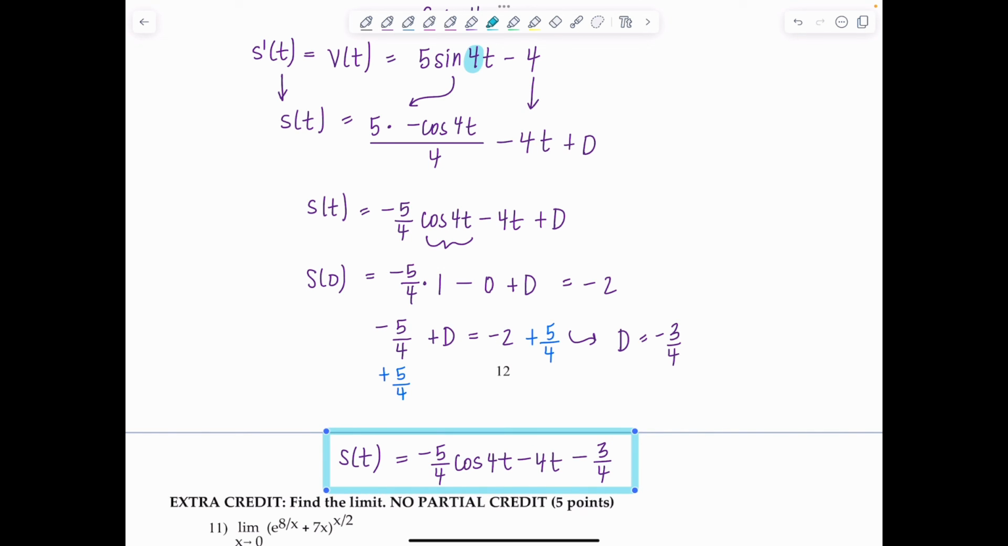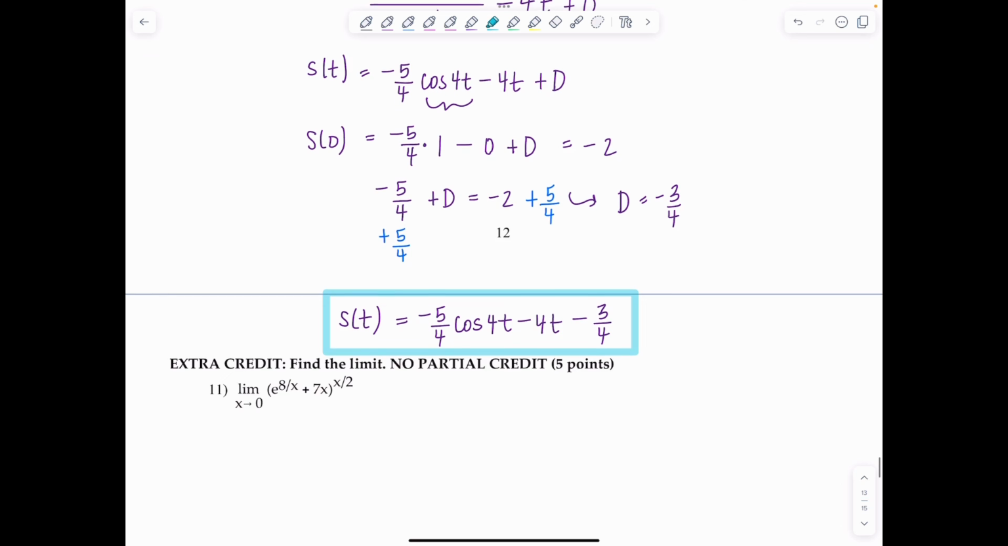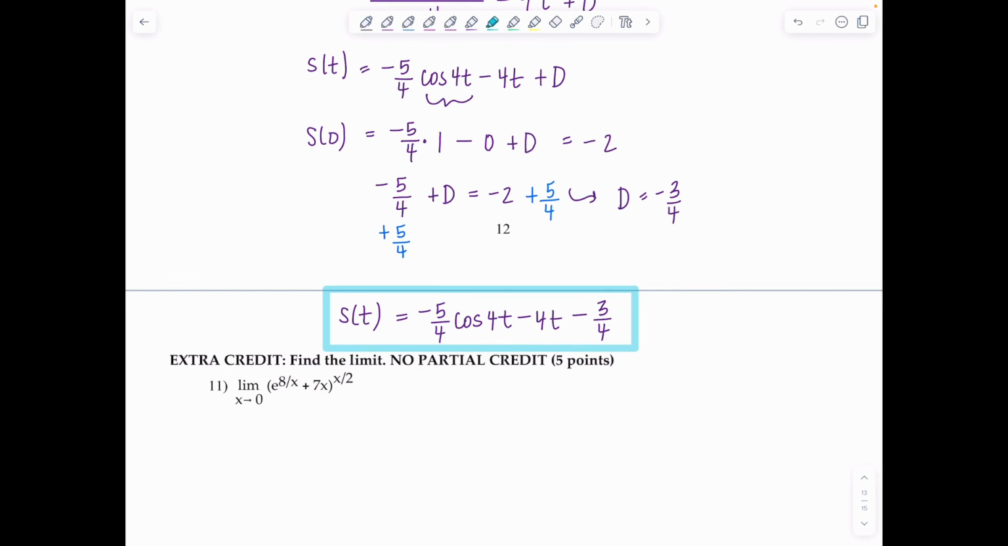Okay, very good. I did put an extra credit. Do you see it? Find the limit. No partial credit. They just had to get it or they don't get it. It's extra. I won't solve it right now. I'll let you try it out. If you want to see the solution, let me know in the comments down below and I can record it separately. But that concludes exam 3.